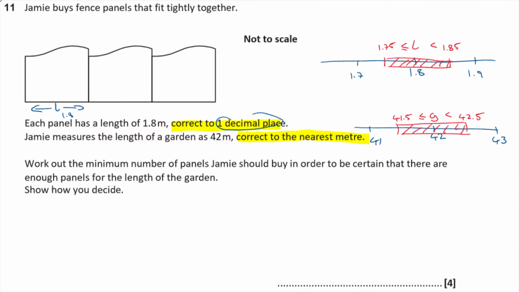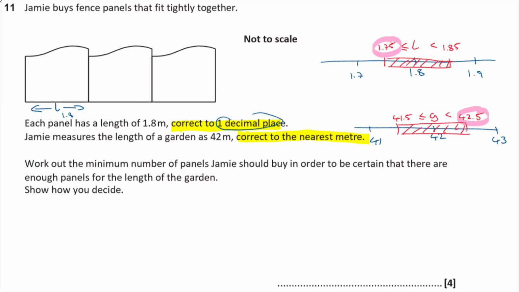Okay, so work out the minimum number of panels Jamie should buy in order to be certain that there are going to be enough panels. So I'm going to have to take the length of the garden and divide it by the length of the panel. Now I want to consider the worst case scenario with the maximum number of panels he's going to need. So in order to do that, I'm going to take the largest possible length of the garden and the smallest possible length of the panel. That's the worst case scenario, isn't it? Because that's going to require the most panels.